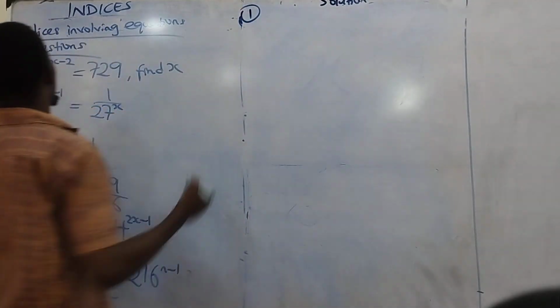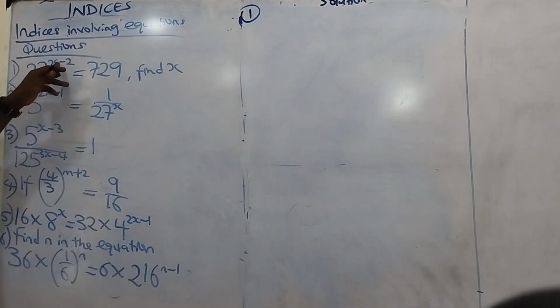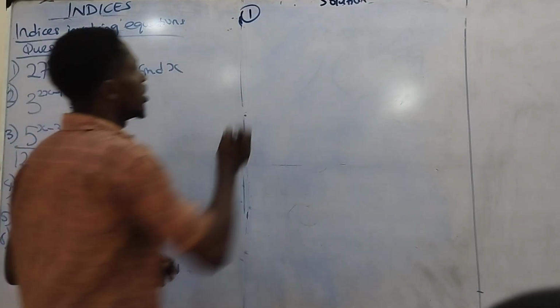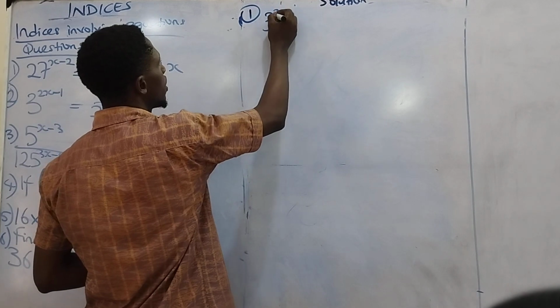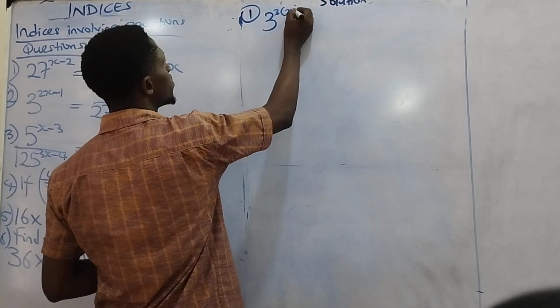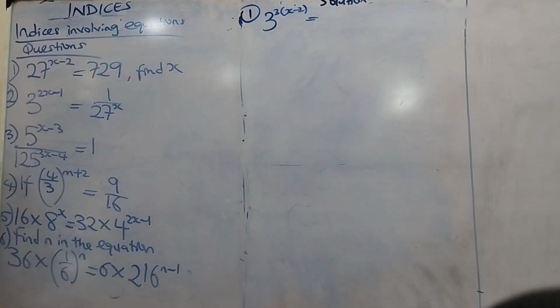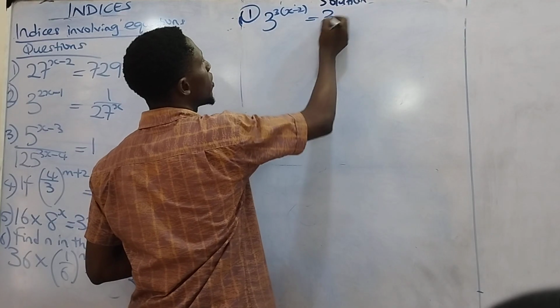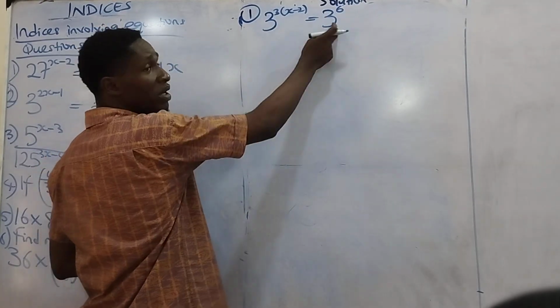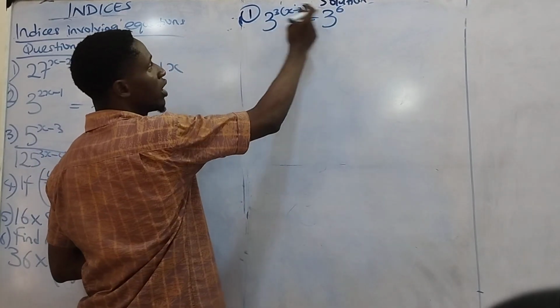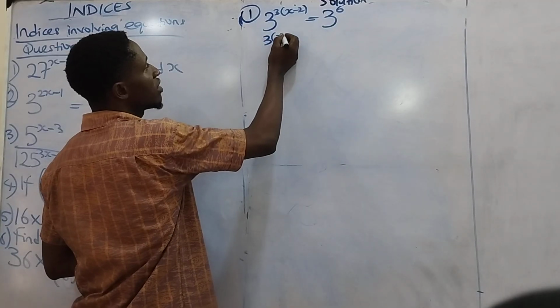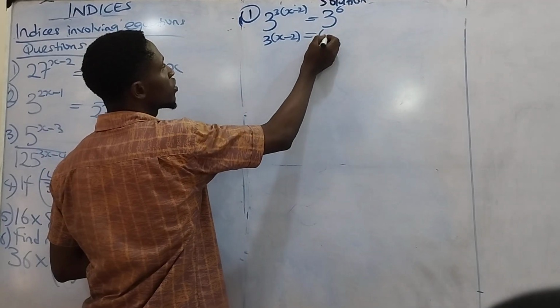Number one, we have 27 raised to the power of x minus 2. 27 in index form is 3 raised to the power of 3. That is 3 raised to the power of 3 bracket x minus 2, is equal to 729, which in index form is 3 raised to the power of 6. The bases are the same, so we equate the power. The power here is 3 bracket x minus 2 is equal to 6.